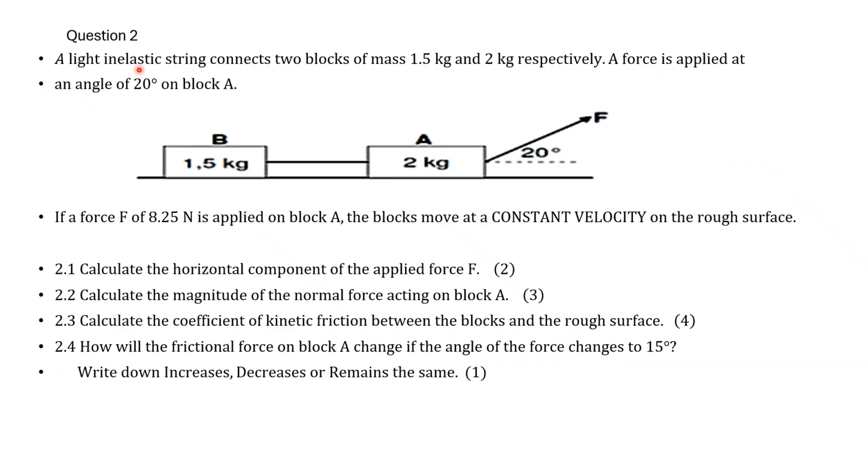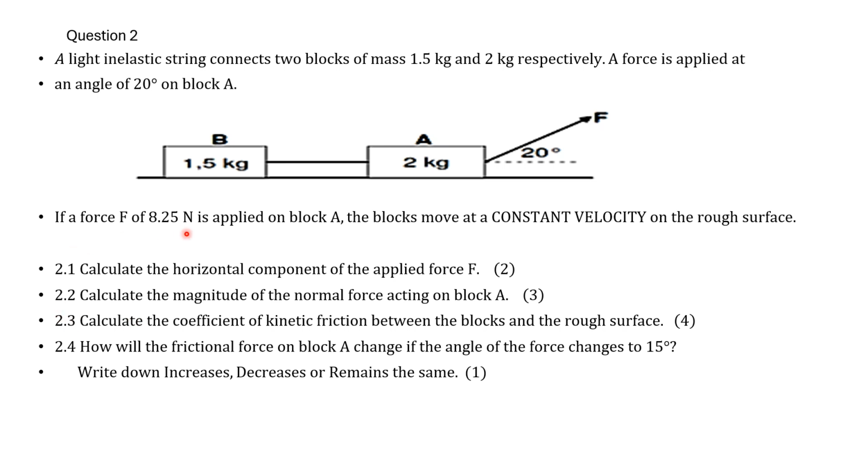Question 2, they say a light inelastic string connects two blocks of mass 1.5 kg and 2 kg respectively. A force is applied at an angle of 20 degrees on block A. The force on block B is applied by the tension in the string. And they say if a force of 8.25 newtons is applied on block A, the blocks move at constant velocity on the rough surface. Calculate the horizontal component of the applied force.